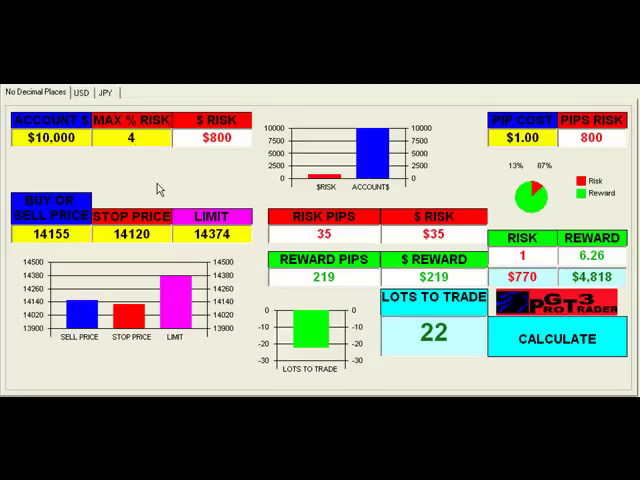Now, let's move on over to the pip cost box towards the top right-hand side of the program. The pip cost is determined by your broker. Whenever the USD is the close currency, it is $1. Whenever the US dollar is the base currency, the price fluctuates. Again, this information is provided by your broker. The other currencies will also fluctuate in pip costs.